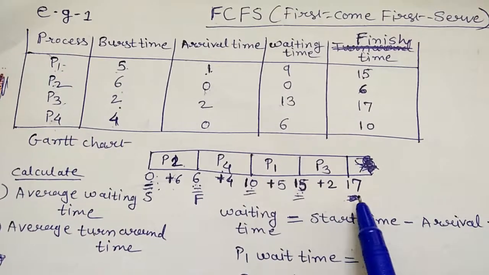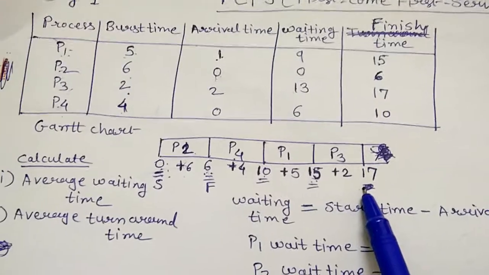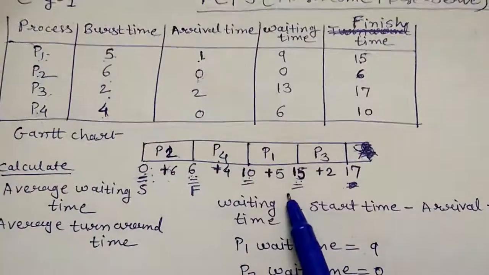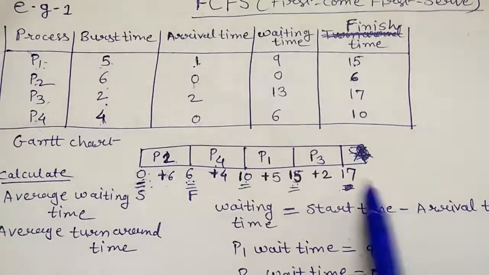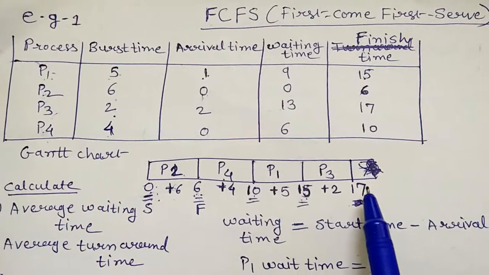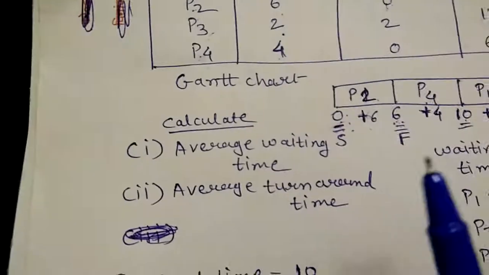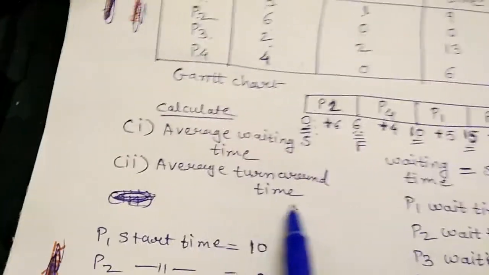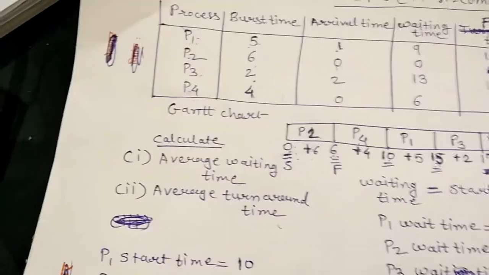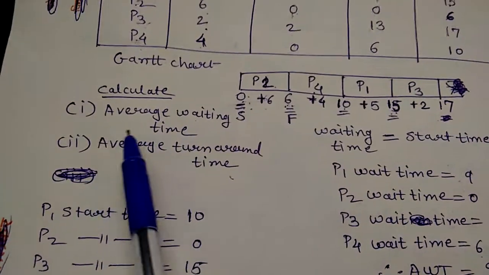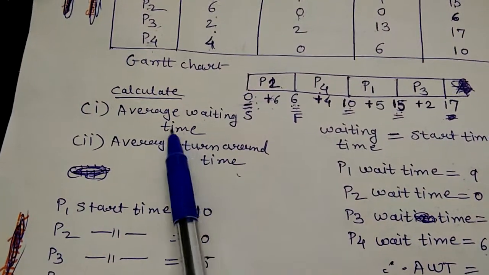Okay. So the finish time of P3 is 17 and the starting time of P3 is 15. So here we have got the start time and the finish time of each process. Fine. Now we are going to calculate average waiting time and the average turnaround time for each process. So let us see first how to calculate the average waiting time.